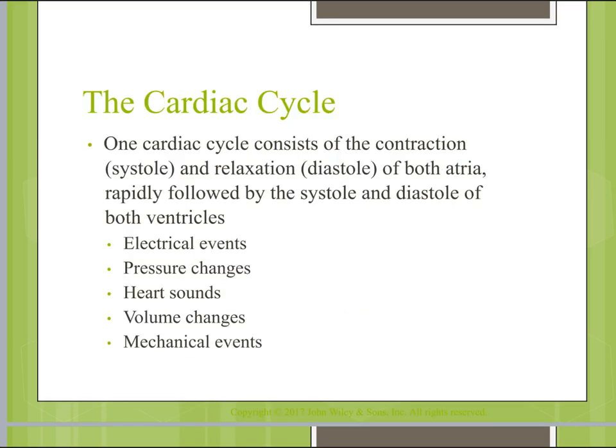The cardiac cycle. One entire cardiac cycle consists of the contraction, so systole, and relaxation, diastole, of both atria, rapidly followed by the systole and diastole of both ventricles. Now there are a couple things occurring here. One, the electrical events that we covered in the propagation of action potentials through the heart. Pressure changes, so what's occurring in the ventricles and the atria as they are filling and emptying.